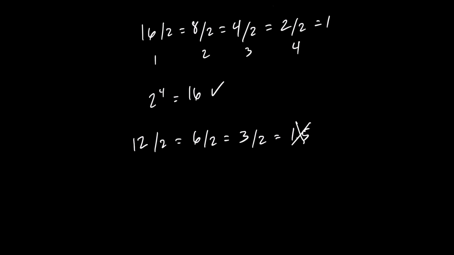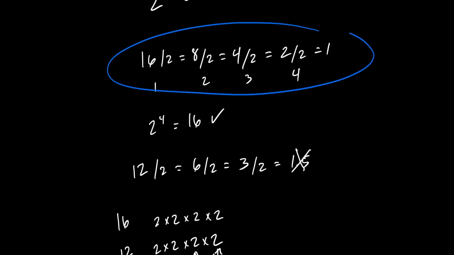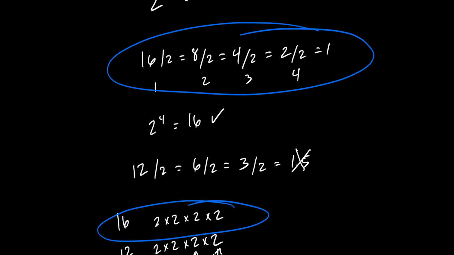This method was working downwards in division, but we could also do it by working upwards. Let's use 16 again. 2 times 2 is 4, times 2 is 8, times 2 is 16. And if we use 12 to check again, 2 times 2 is 4, times 2 is 8, times 2 is 16. Now since we've gone from 8, which is that one, to 16, and 12 is in here, 12 is not a power of 2. Both of these methods we're able to program.